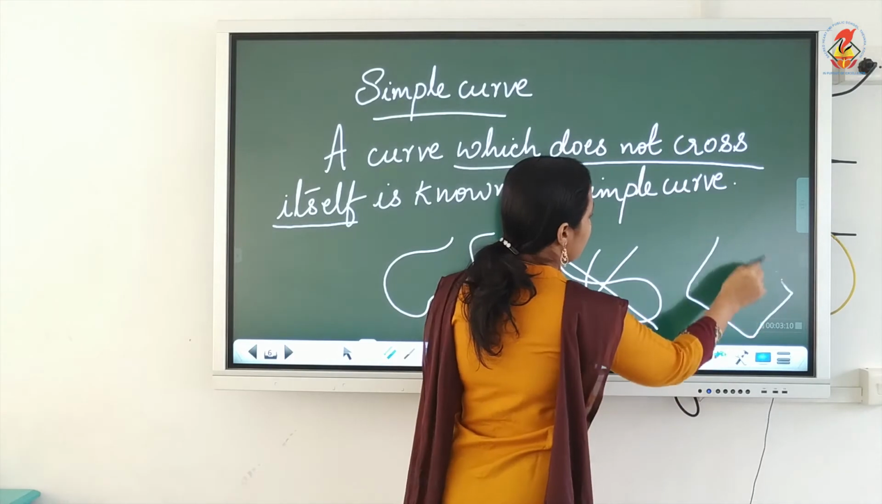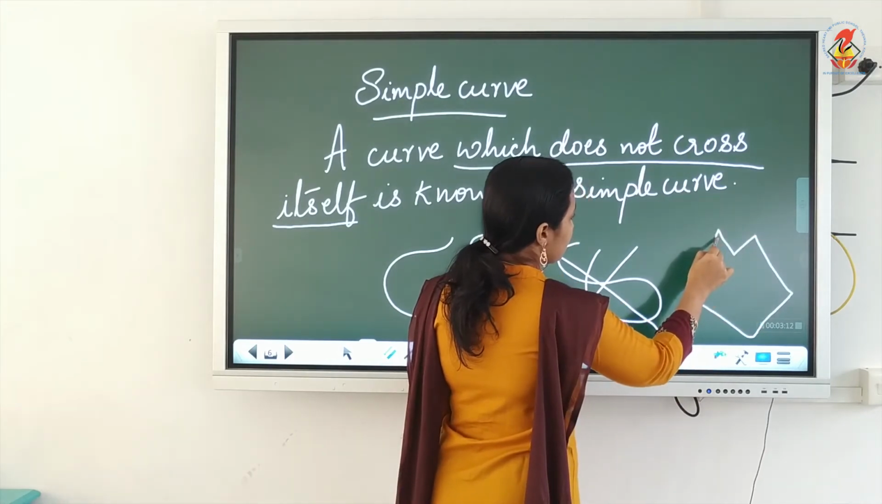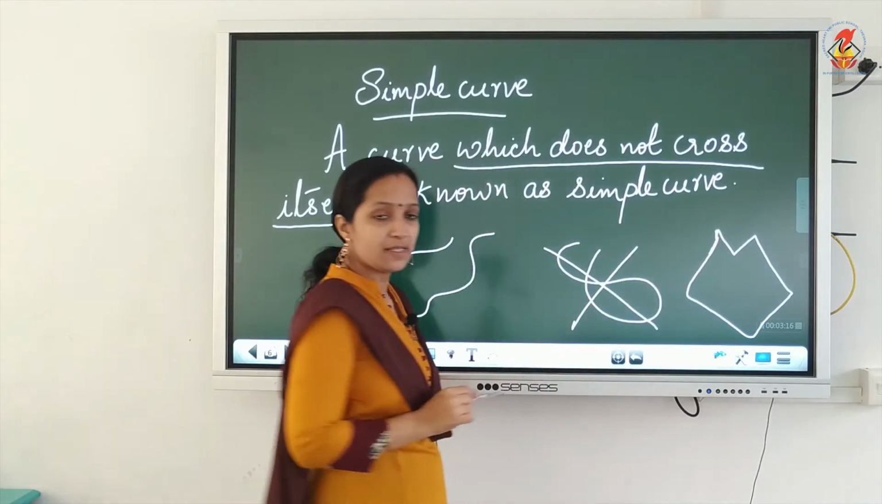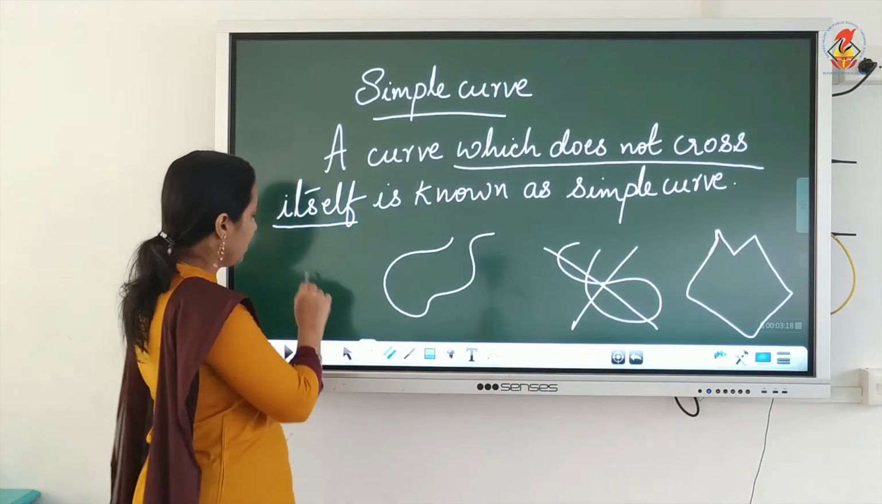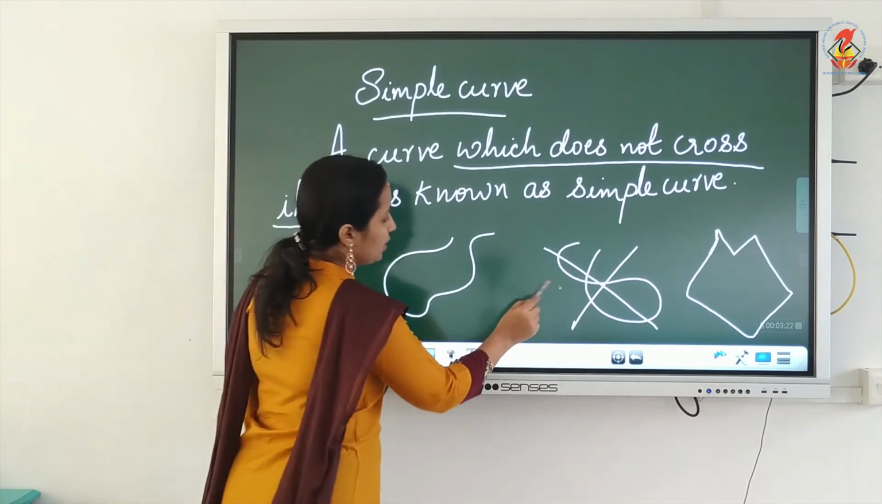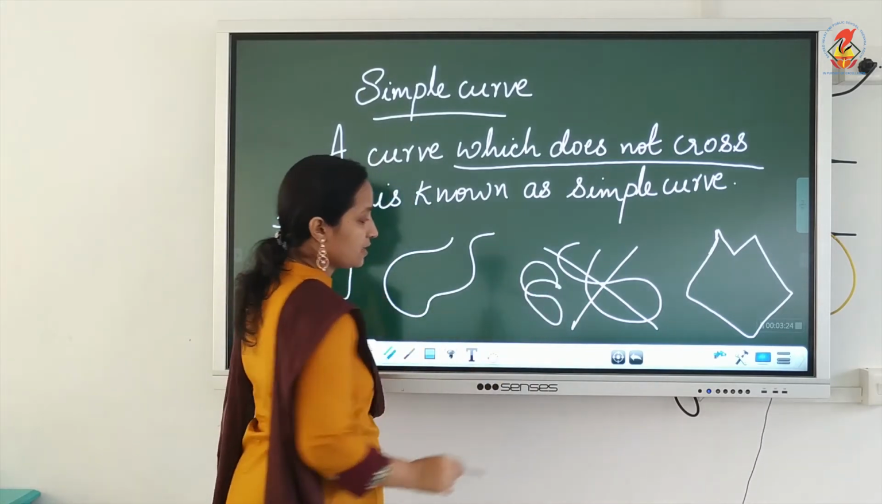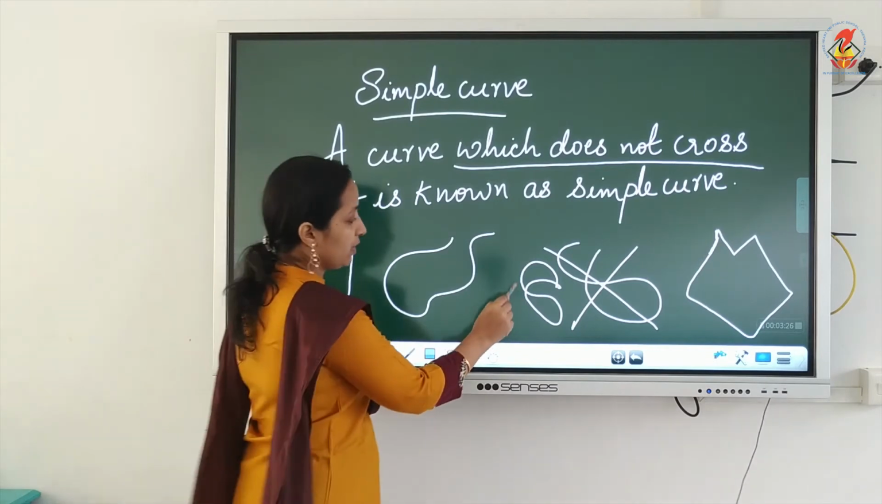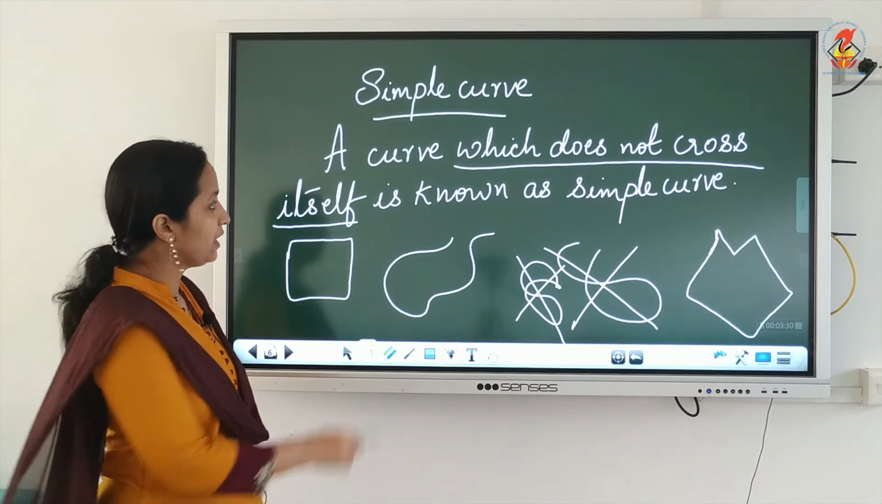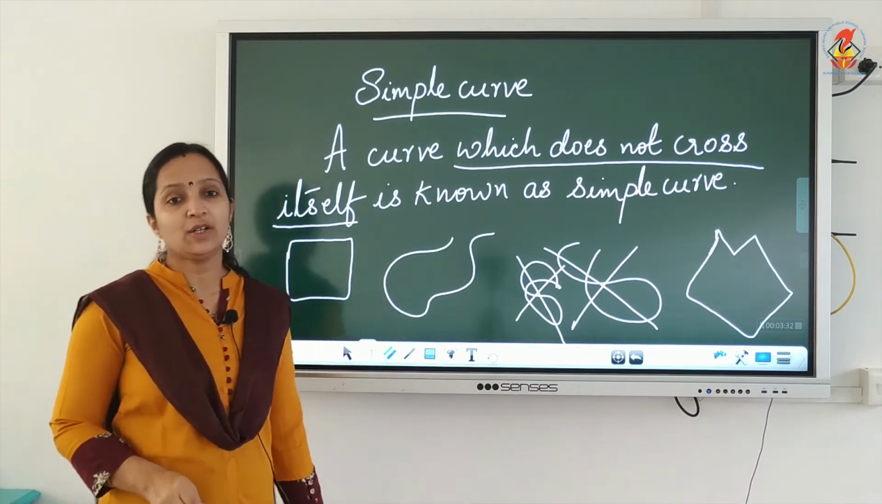This is a simple curve. There is no crossing. This is a simple curve. No crossing is allowed. What about this? Is it a simple curve? No. Here one crossing is there, so it is not a simple curve. Simple curve means what? A curve which does not cross itself.